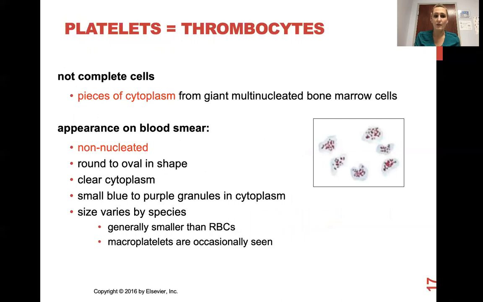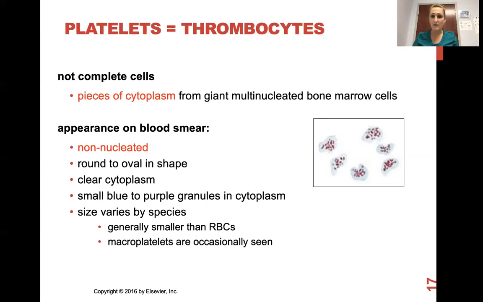Thrombocytes are not complete cells. I kind of explained how those megakaryocytes are really giant multinucleated bone marrow cells, and they get pressed up into the holes of the bone marrow, and as the blood is surging past, it shears off these fragments of the cytoplasm and puts them into the peripheral circulation. So when you're seeing them on a blood smear, they are non-nucleated.